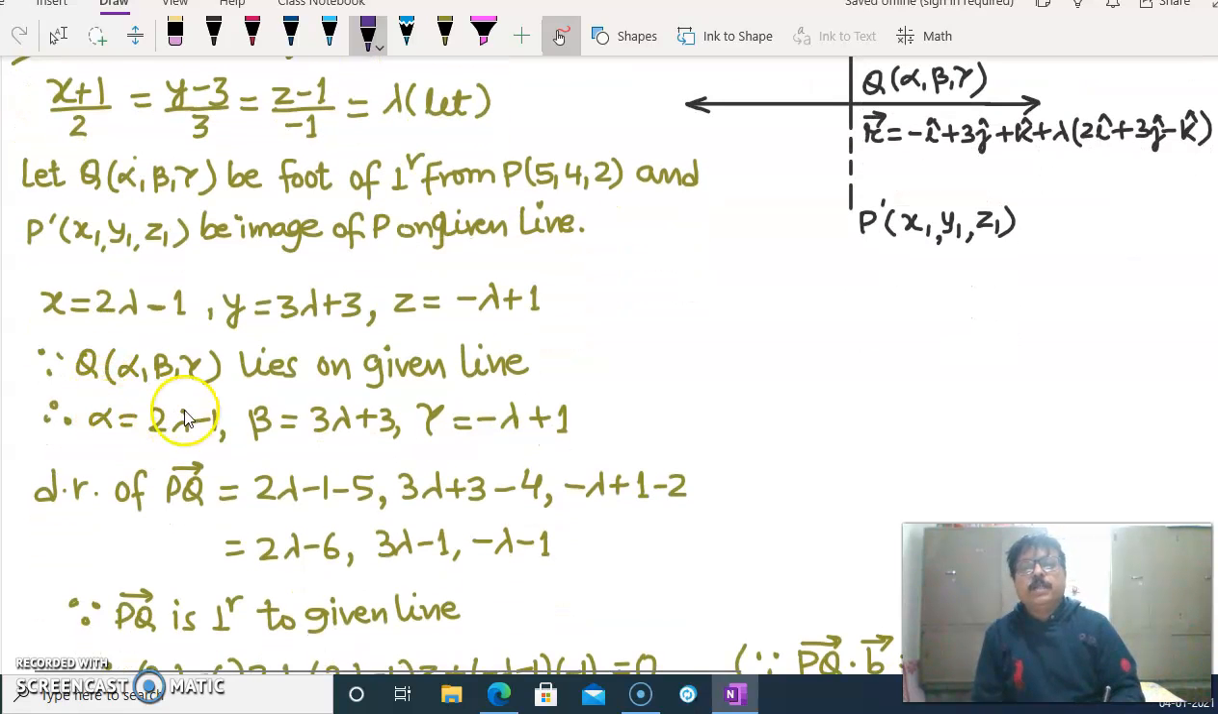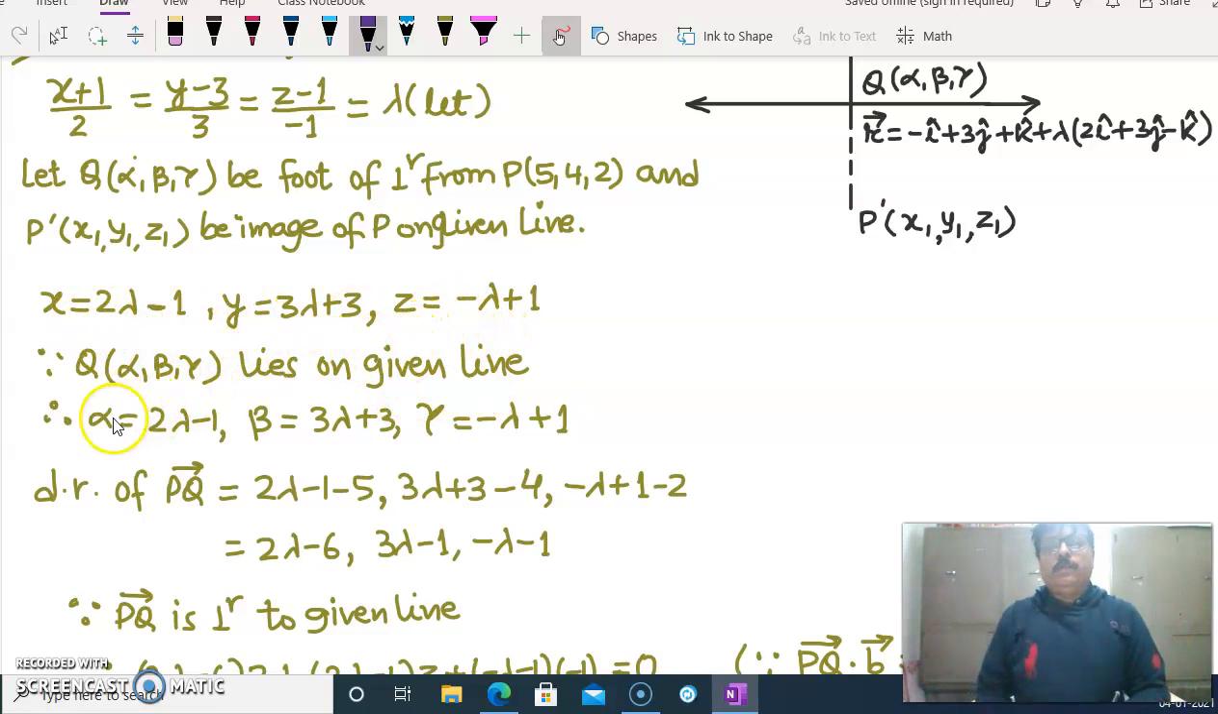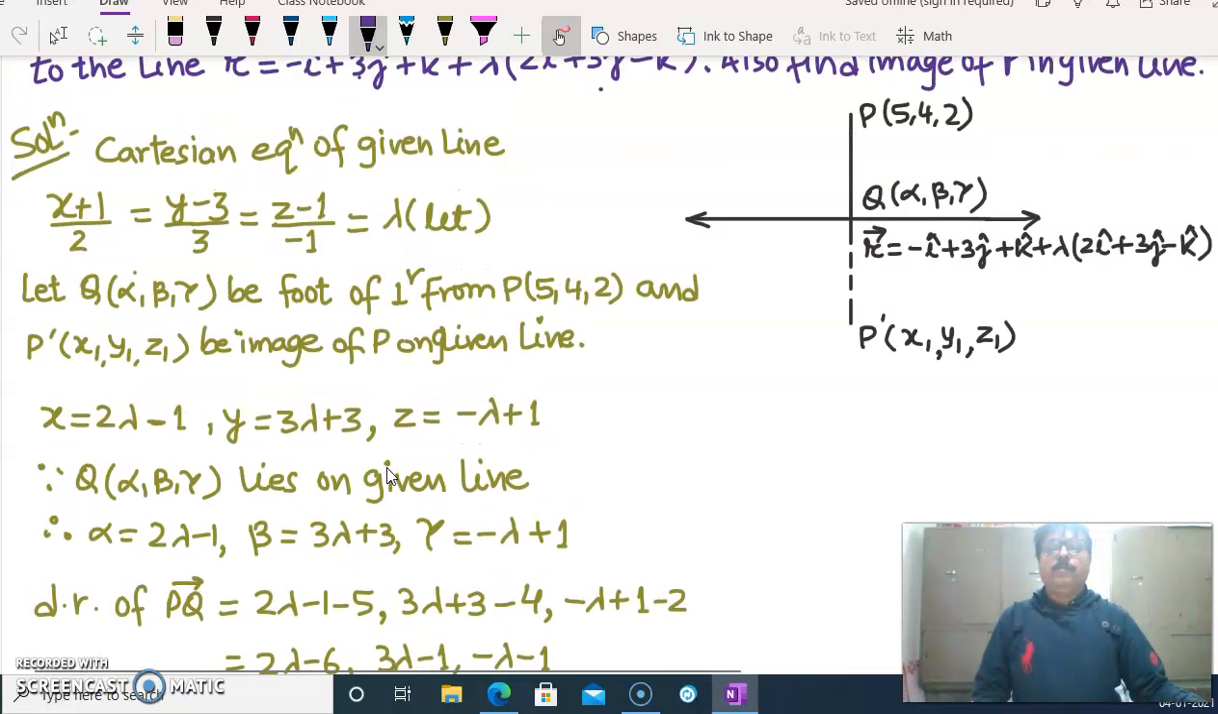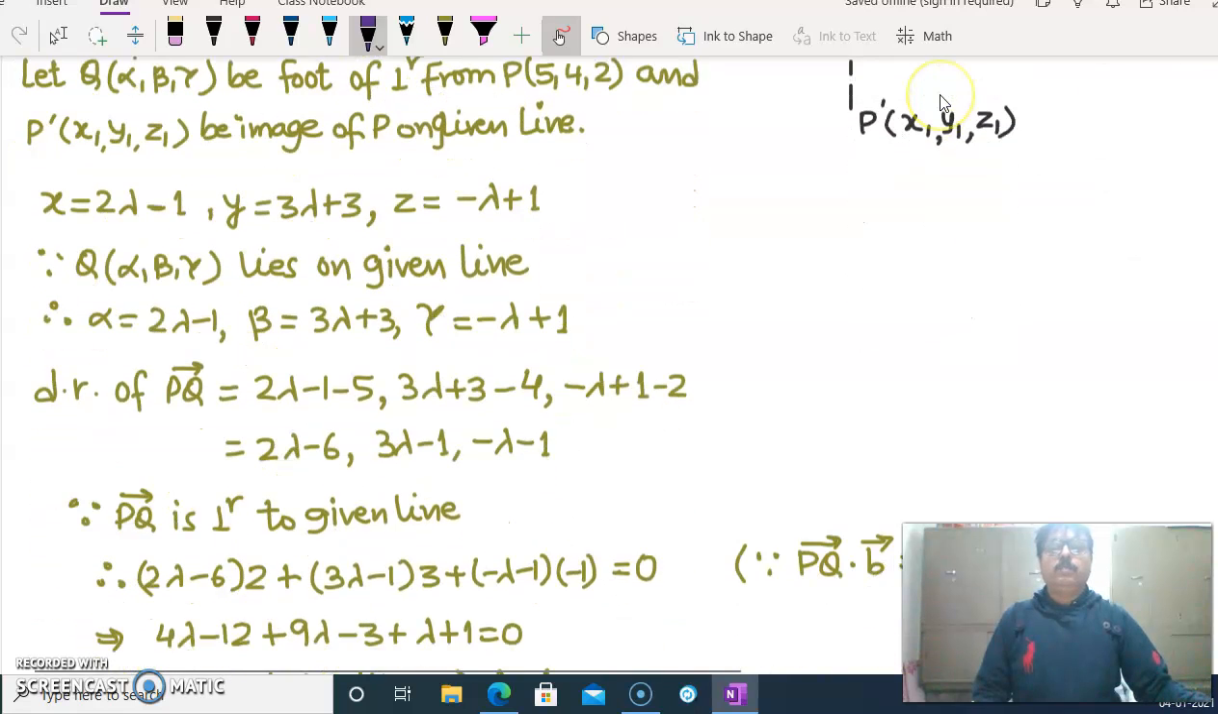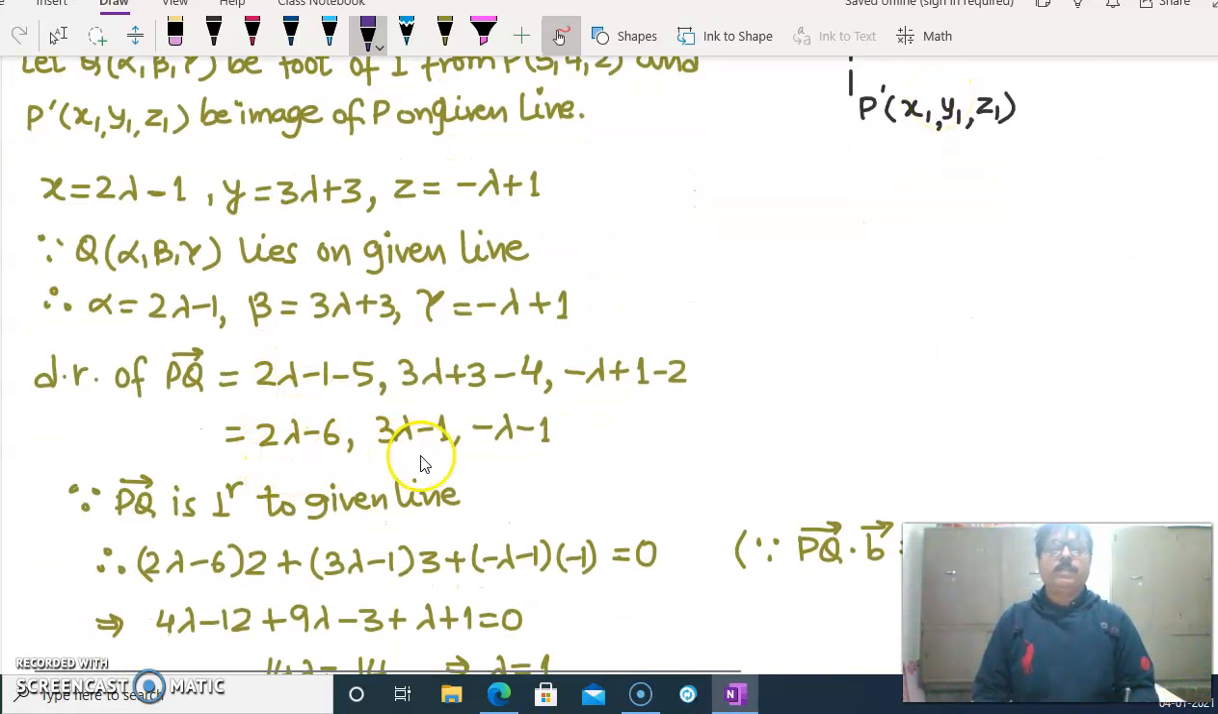Since Q (alpha, beta, gamma) lies on the given line, its coordinates will satisfy the equation of the line. Therefore alpha is 2 lambda - 1, beta is 3 lambda + 3, and gamma is -lambda + 1. The direction ratios of the line PQ will be 2 lambda - 1 - 5, 3 lambda + 3 - 4, and -lambda + 1 - 2. So the DRs of PQ will be 2 lambda - 6, 3 lambda - 1, and -lambda - 1.